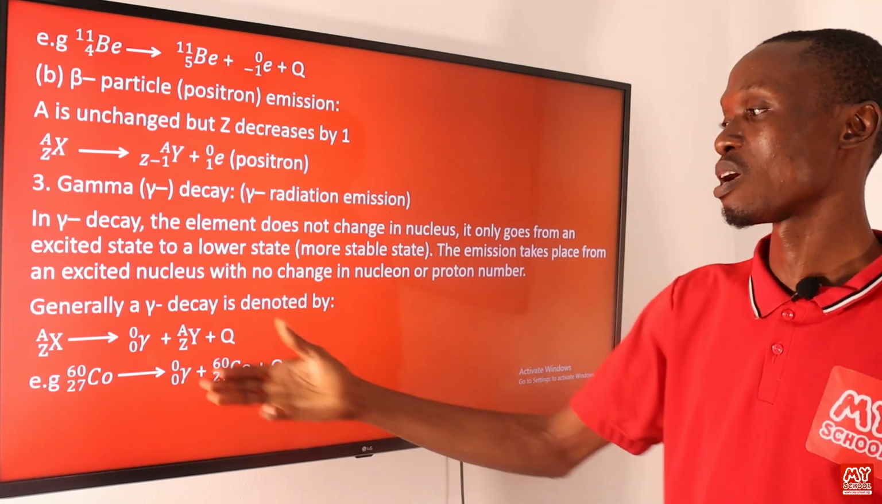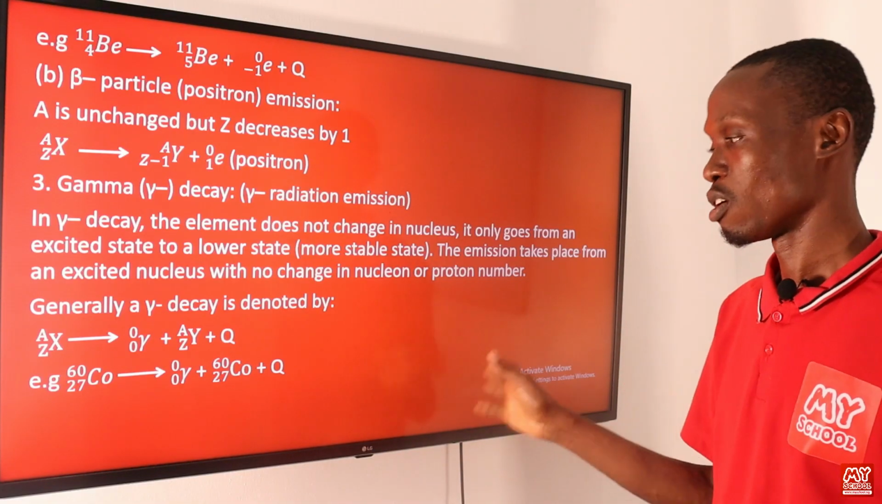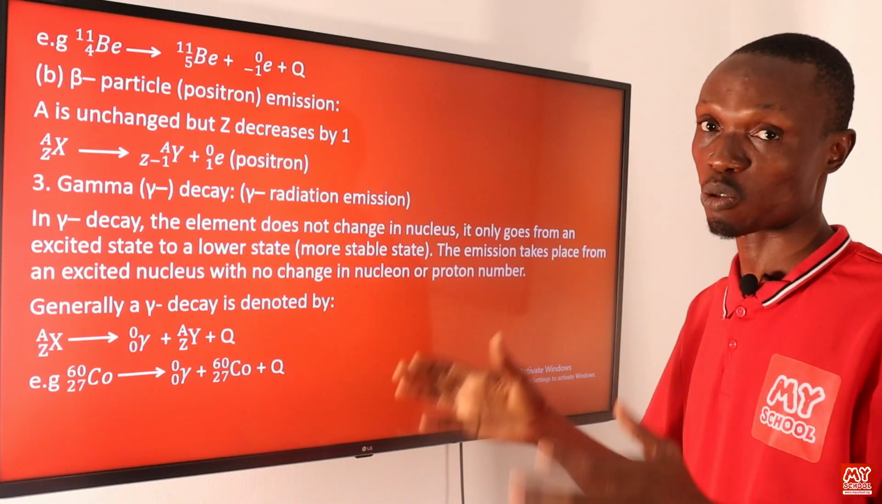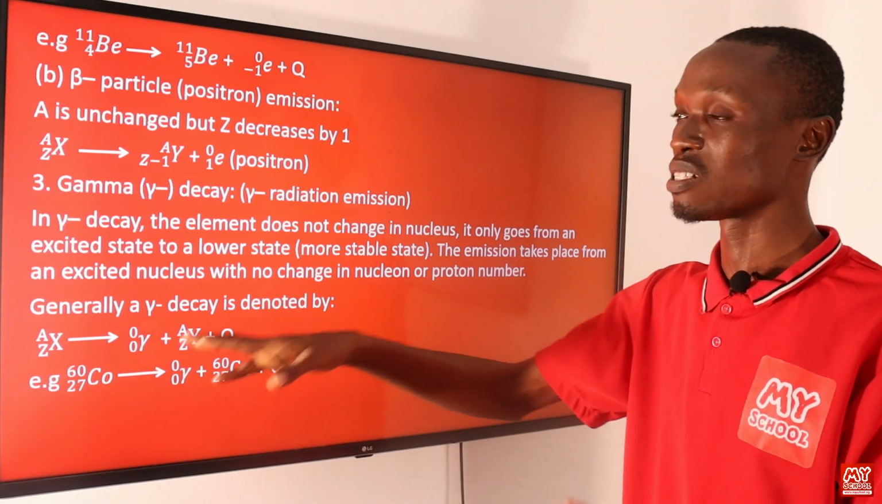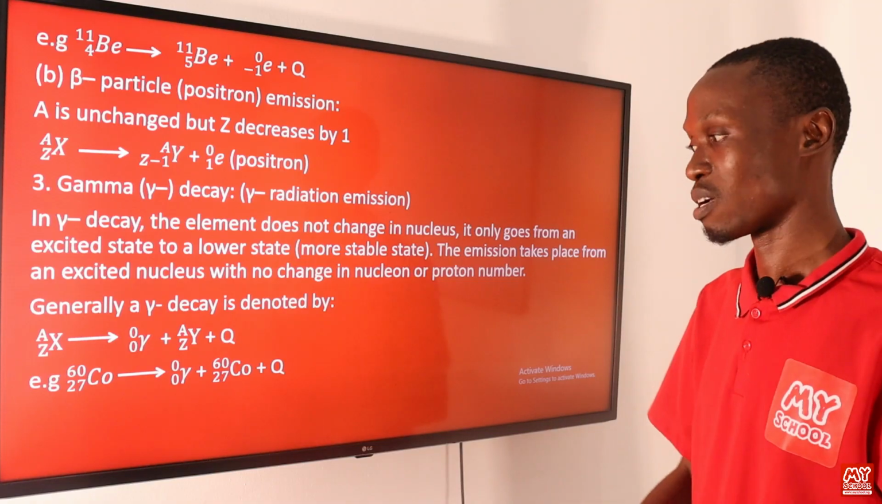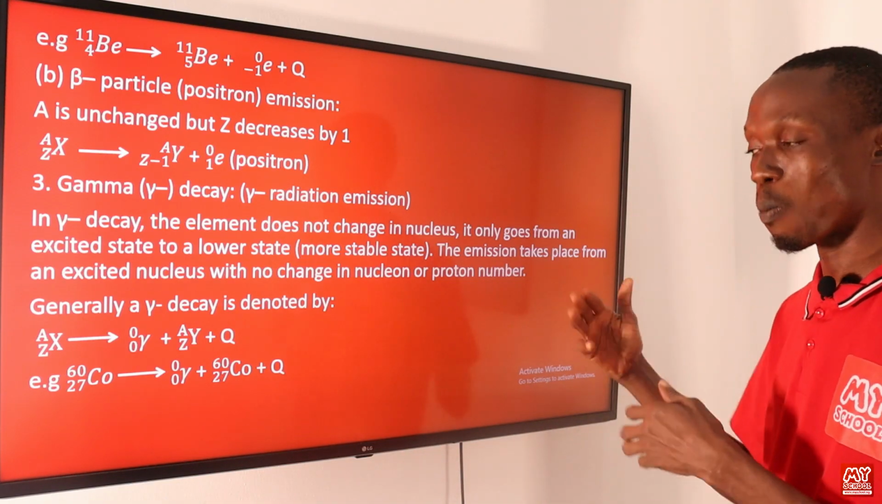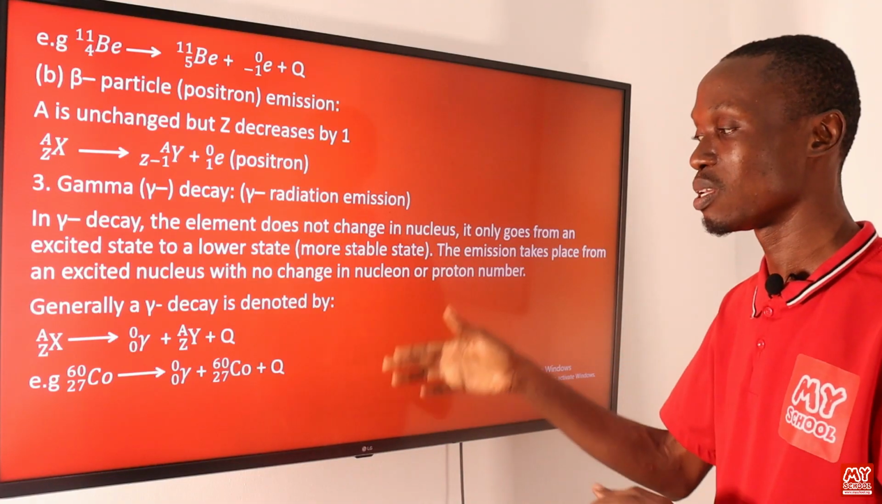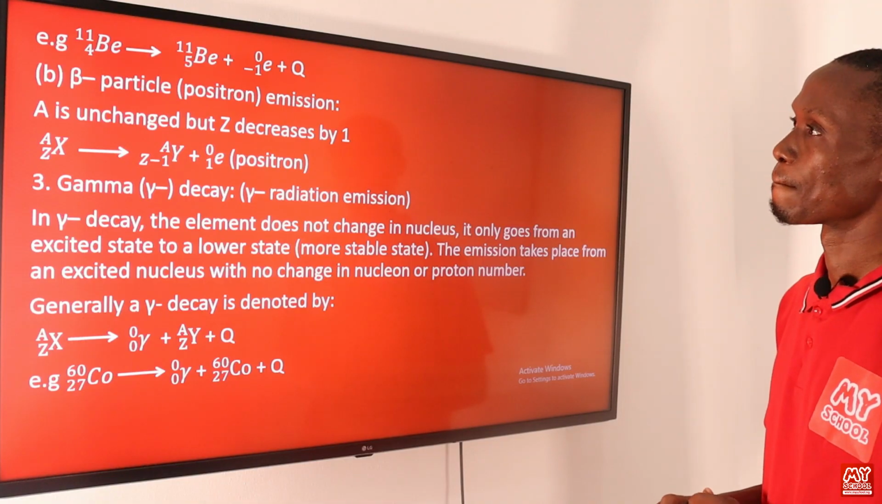So cobalt-60 here undergoes gamma decay, so nothing changed. The cobalt-60 still remains. What actually happens here is that the cobalt-60 you have on the reactant side is the unstable cobalt, but the one on the product side is the stable cobalt. This is also accompanied with the release of energy. Let's move to the next slide.